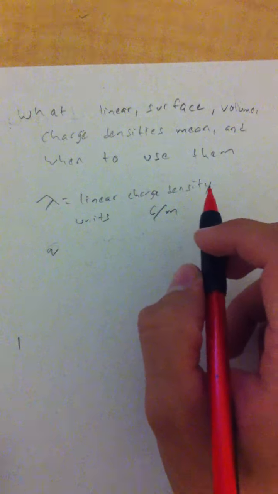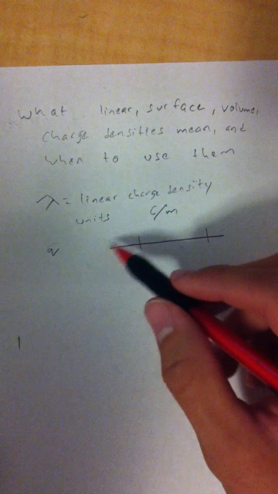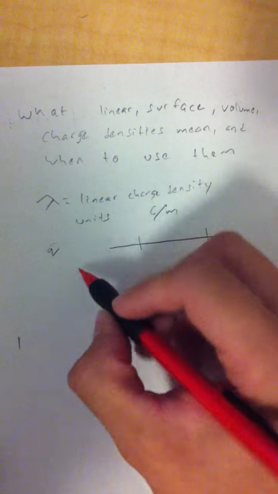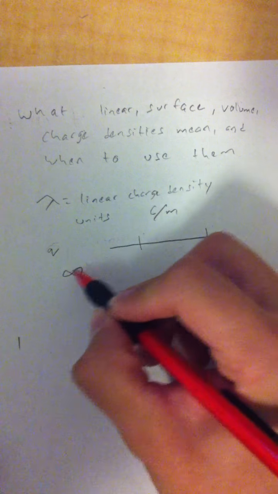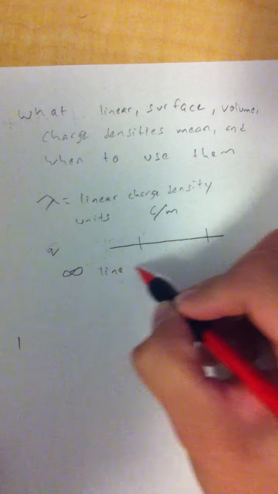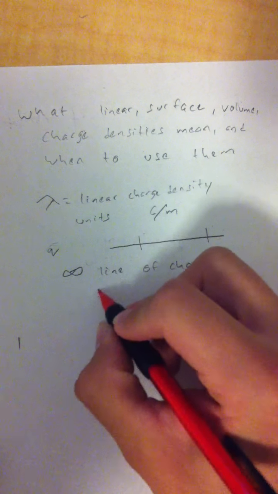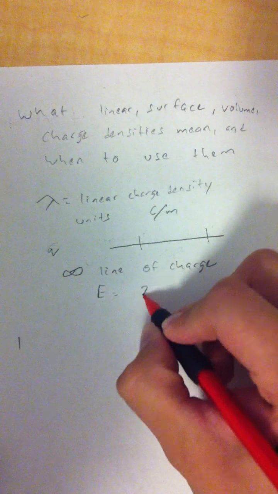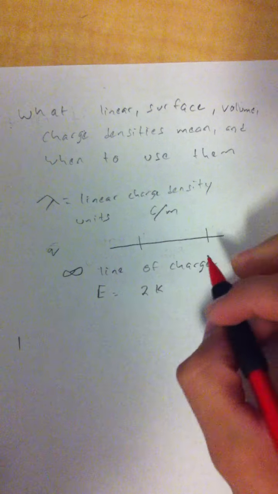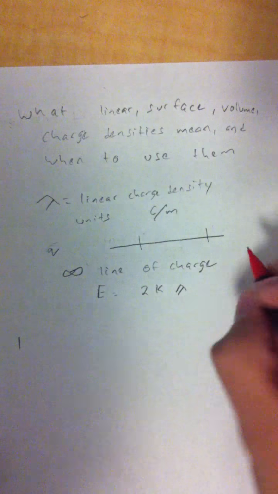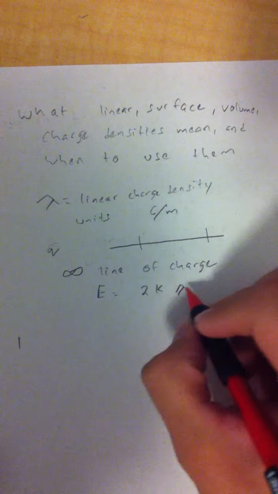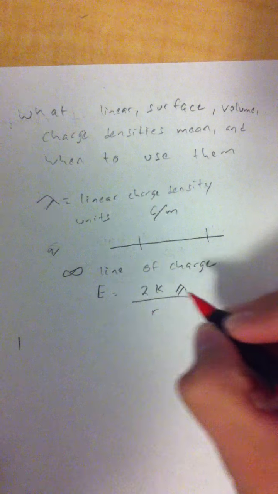One of the equations we have for that is for an infinite line of charge. That equation looks like this: electric field equals K, the constant, times lambda, our charge density for a linear object, all over R.